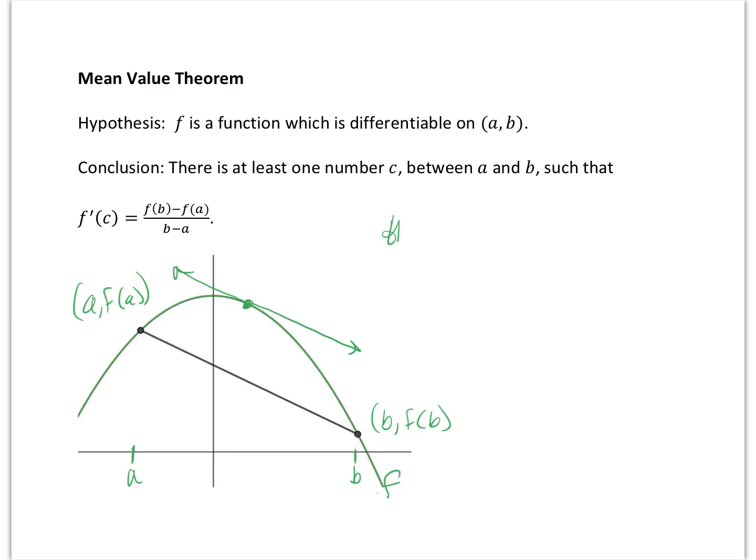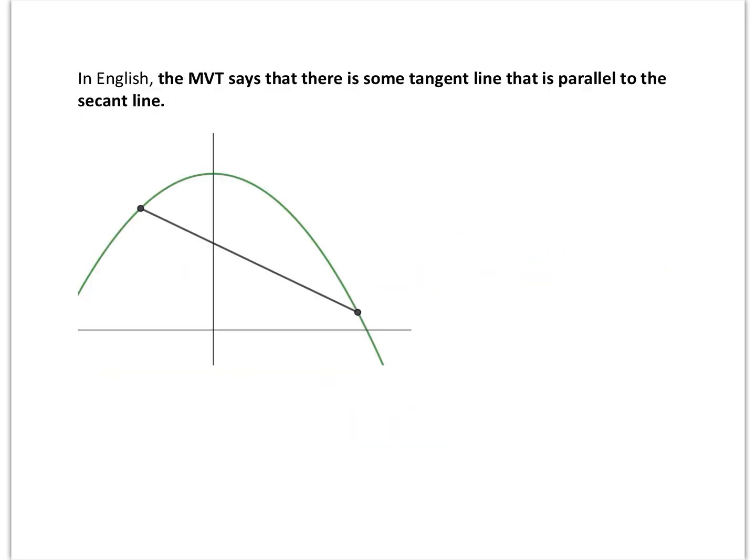So this says there is a tangent line parallel to the secant line. Again, in English, this says that there is some tangent line that's parallel to the secant line between A and B. So this is A, this is B. There is some tangent line, there's some x value between A and B, C, so that when you draw a tangent line there, it's parallel to the secant line.